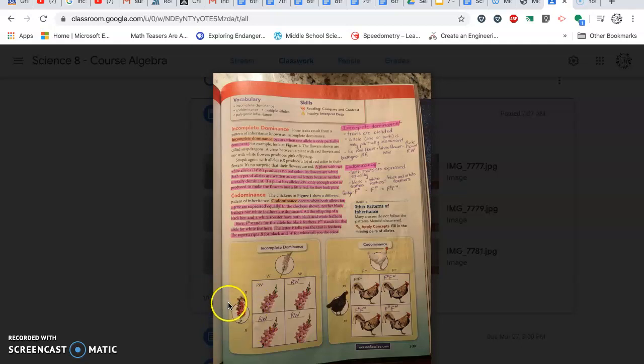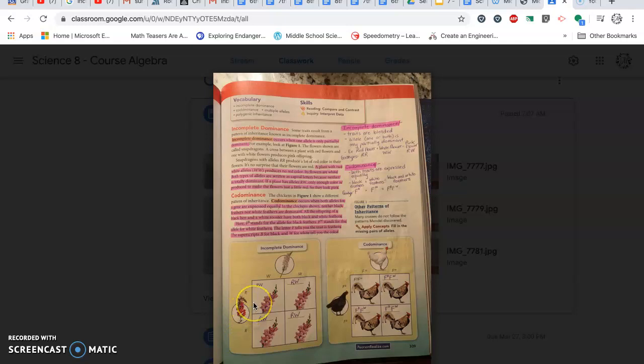So you have a red snapdragon and a white snapdragon. And since neither red nor white is dominant over the other, when you cross these two flowers, you end up with pink. You end up with a blended color of the red and the white.